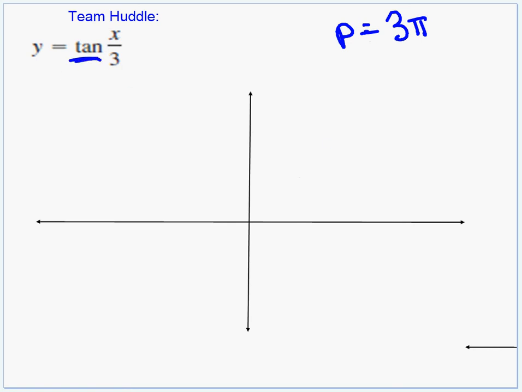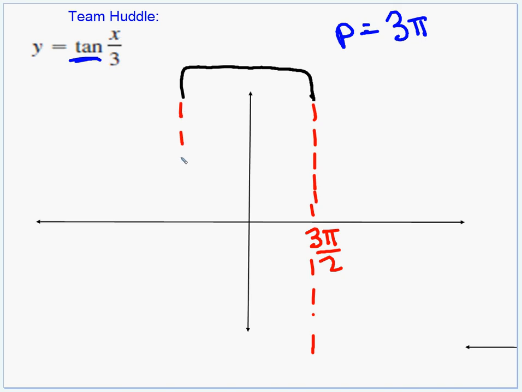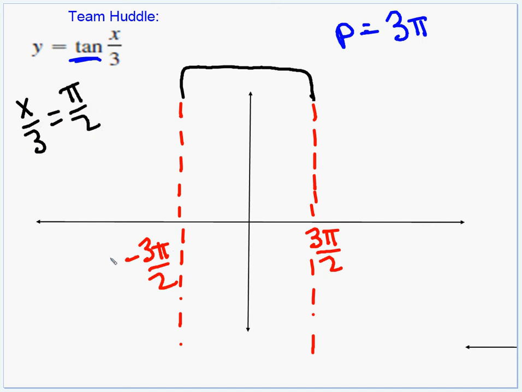So now again for tangent, our first asymptotes are equally spread about the y-axis since our graph is not shifted. So half of that period is going to be over here, 3 pi over 2. And then the other half of the period is going to be over here, negative 3 pi over 2. Where again, remember, you could just say, okay, I'm going to set x over 3 equal to pi over 2 and solve that. And set it also equal to negative pi over 2 and solve that. That will also get you these first 2 asymptotes.